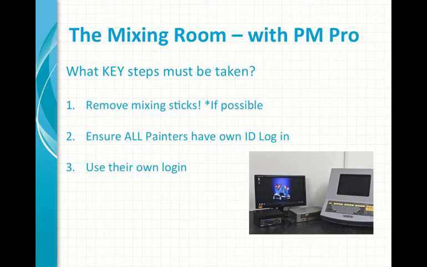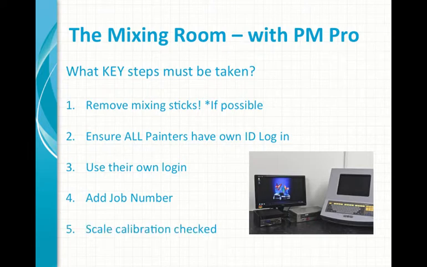Using their own login at all times. In other words, it's defaulted setup that they must put in a login, and adding a job number for each and every job. And this is really important as well, because when we start to analyse some of the efficiency factors, we need to be able to see it by job number. Scale calibration needs to be checked at least once every 6 months.